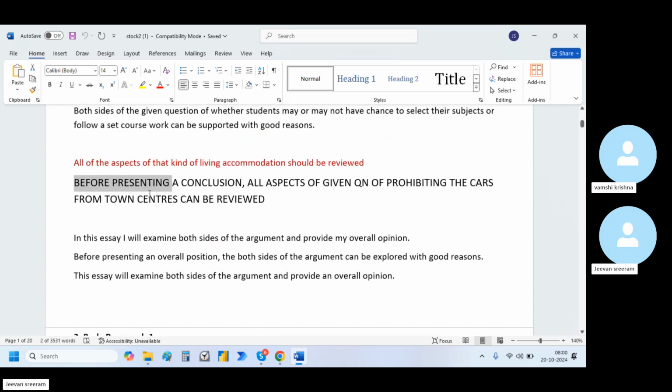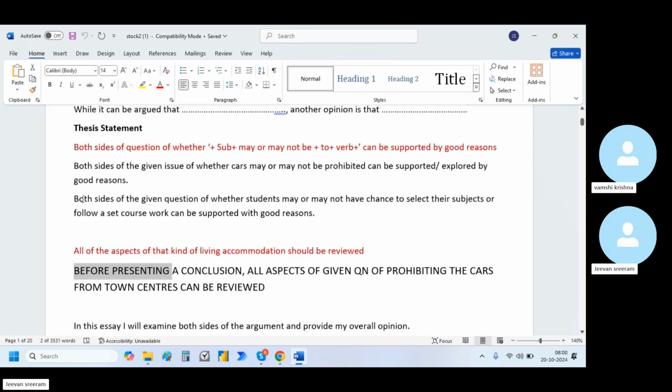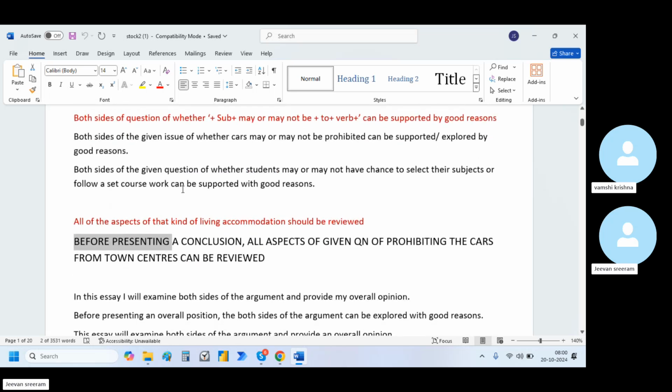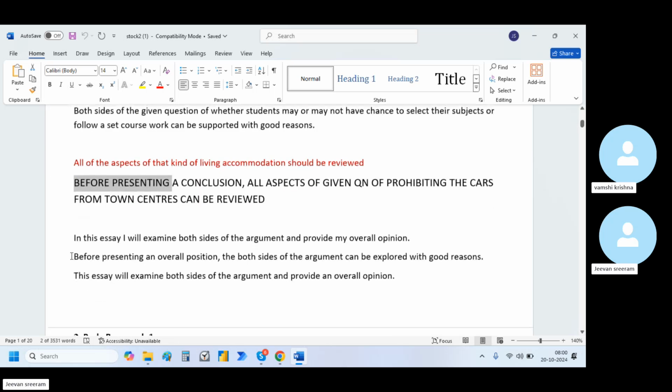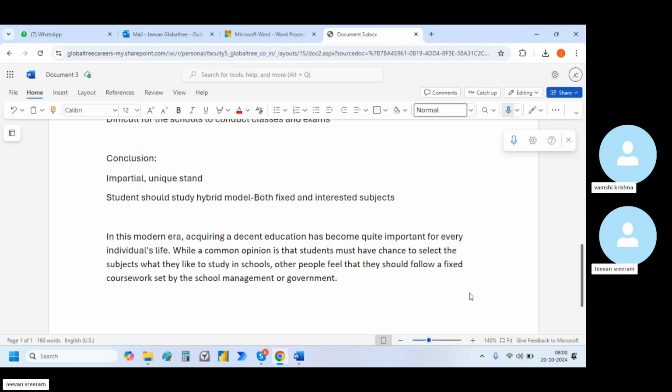Before presenting an overall opinion, both sides of the argument can be explored with good reasons. That's what I'm going to copy. But I should not take it directly, no? Let me go with a slight modification.